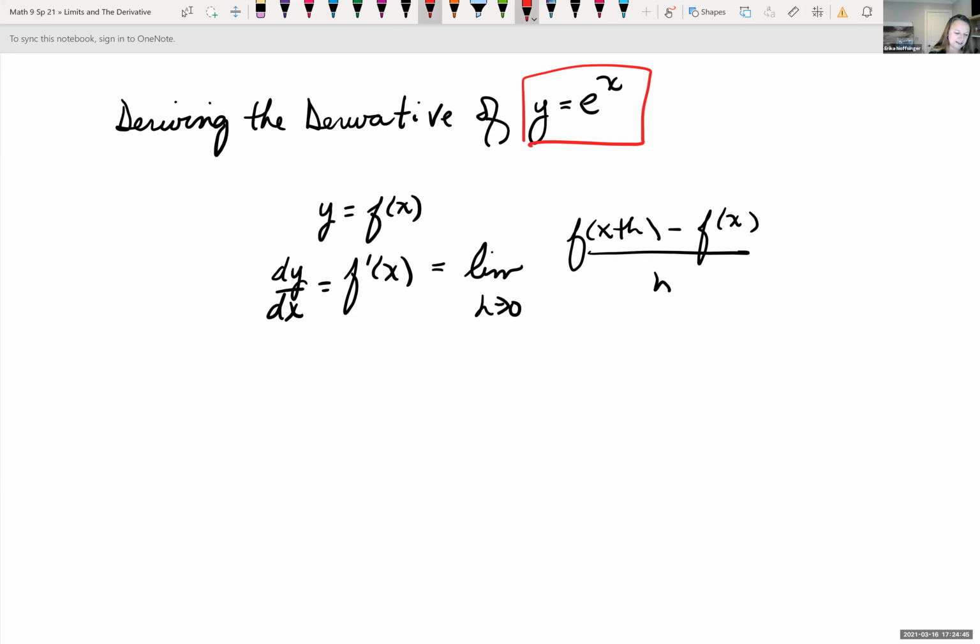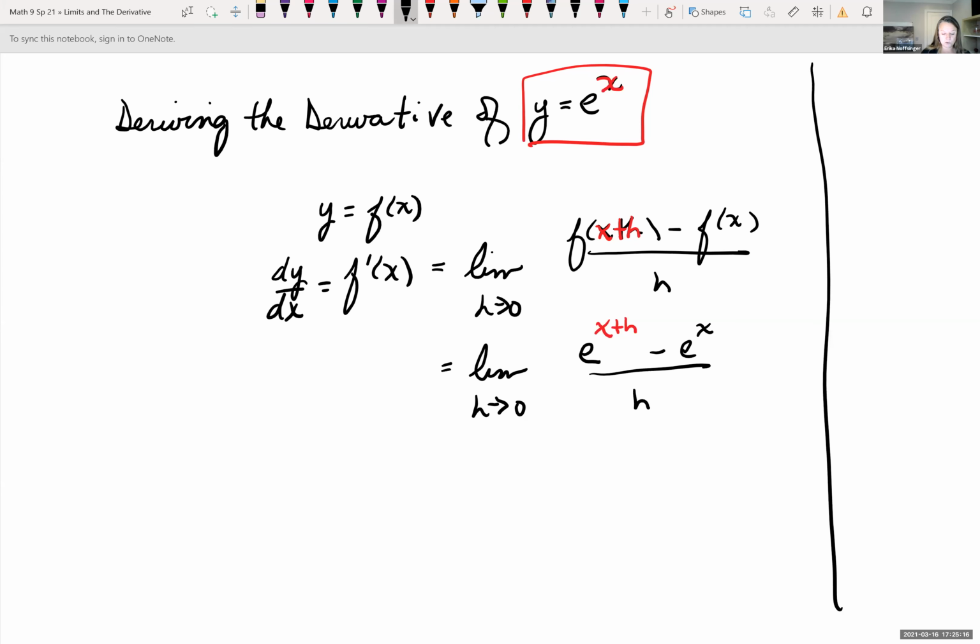And so if we do that, this is equal to the limit as h goes to 0. And wherever we see an x in our function, we're going to plug in x plus h. And so doing that, we have e all raised to the x plus h power minus our f of x function, which is e to the x, all over h.